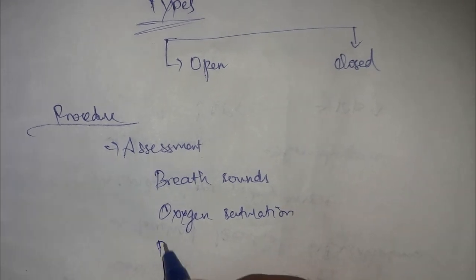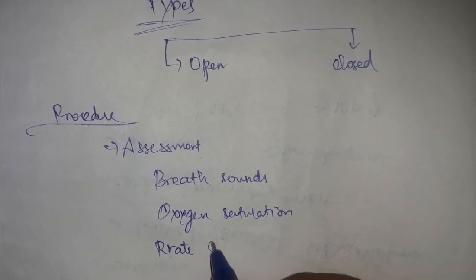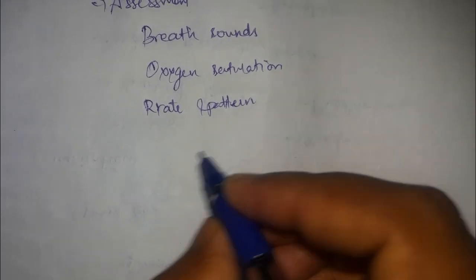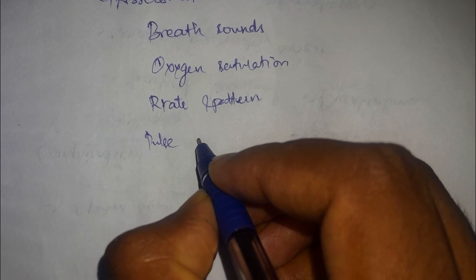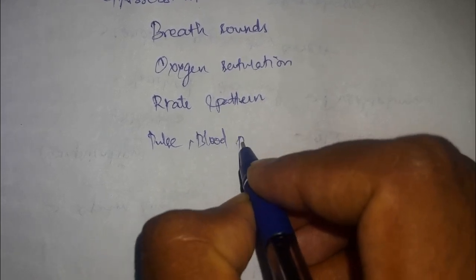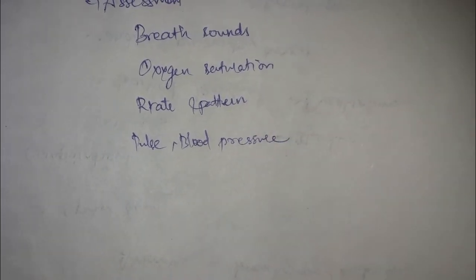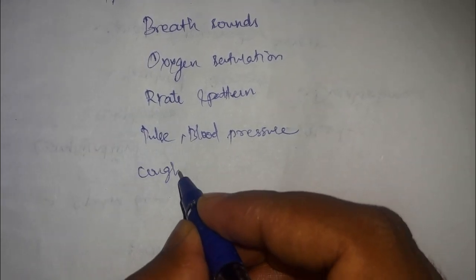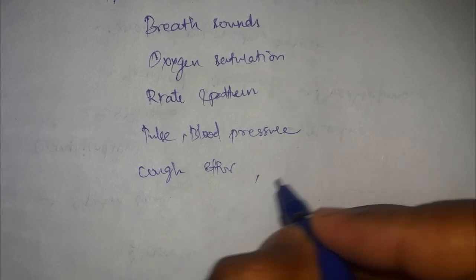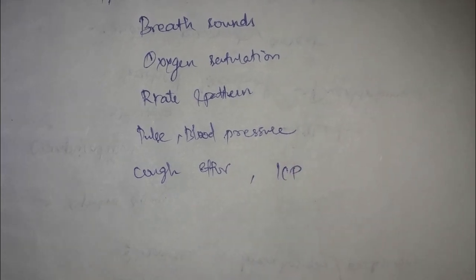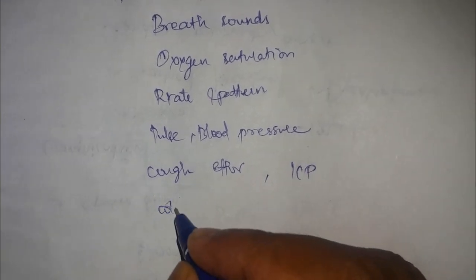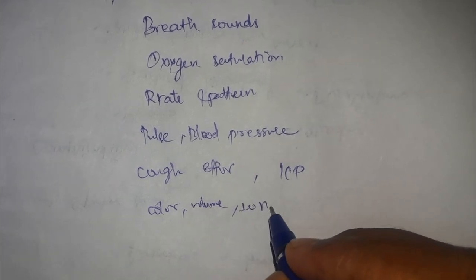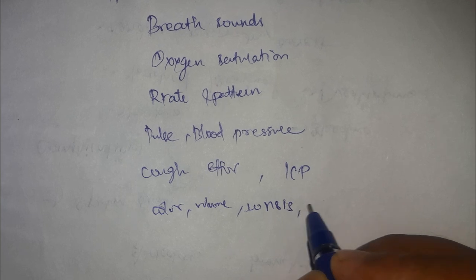Then respiratory rate and pattern of the respiration, and we have to focus on the hemodynamic parameters, that is pulse rate and blood pressure. So these are all the hemodynamic parameters. And the cuff effort, and ICP, intracranial pressure, and sputum characteristics like the color of the sputum, volume of the sputum, consistency of the sputum.